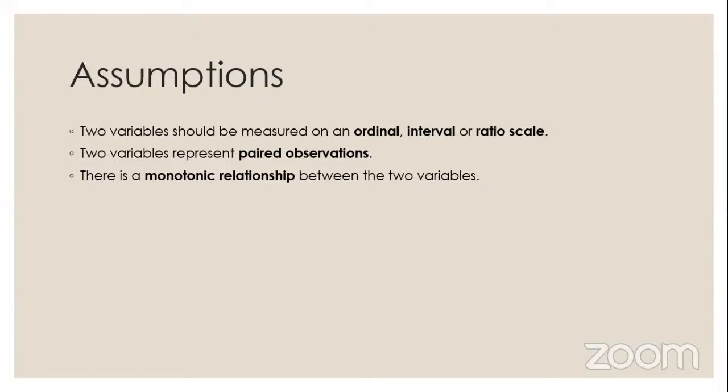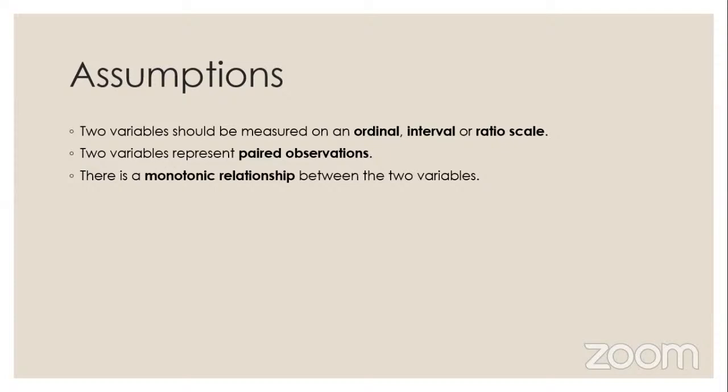And we have some assumptions for this test. Two variables should be measured on an ordinal, interval, or ratio scale. We know what an ordinal scale is: it is categorical, with ordered categories, and the distance is not known. In the case of interval, we know the distance and there is equal distance. A ratio scale has the same property as interval, but there is an absolute zero.